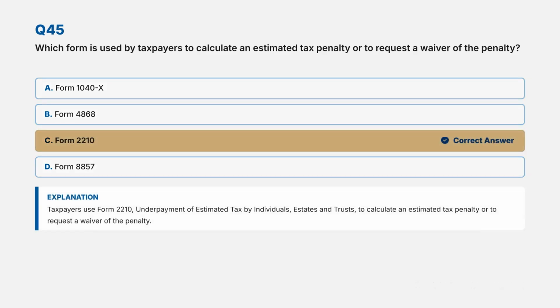The correct answer is C. Form 2210. Taxpayers use Form 2210, Underpayment of Estimated Tax by Individuals, Estates, and Trusts, to calculate an estimated tax penalty or to request a waiver of the penalty. Perfect. Let's move ahead to question 46.